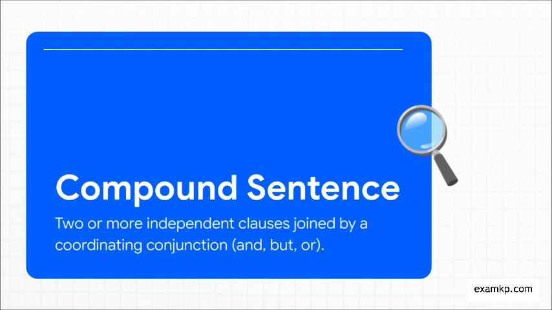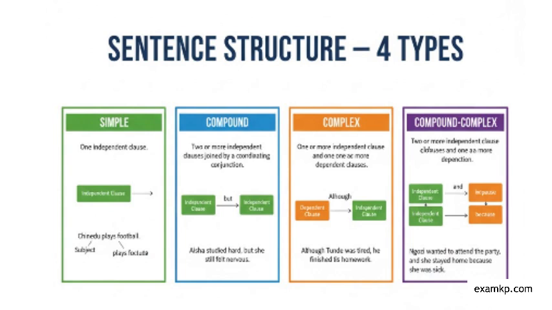Next, we level up to the compound sentence. Look at the example. Aisha studied hard, but she still felt nervous. You see, we have 2 complete thoughts here. Aisha studied hard could be its own sentence, and she still felt nervous could also stand on its own. They are joined together by a coordinating conjunction, in this case, the word but.